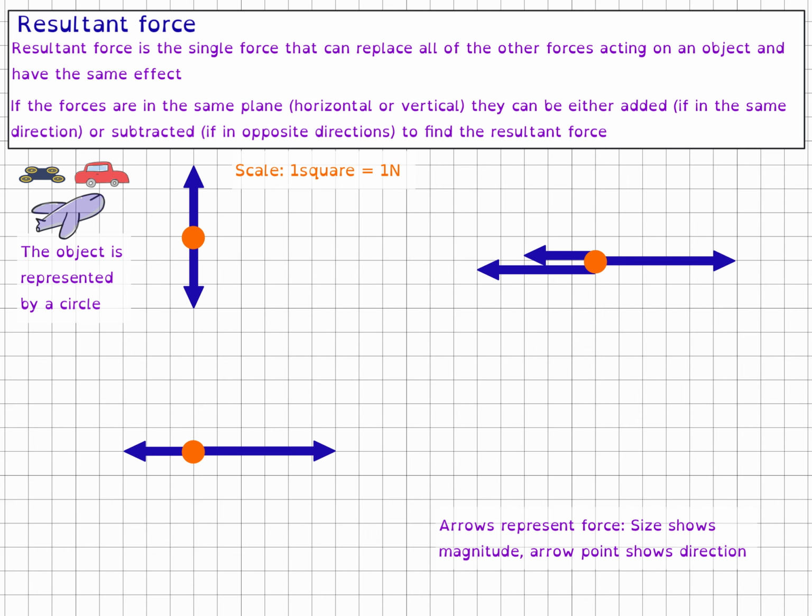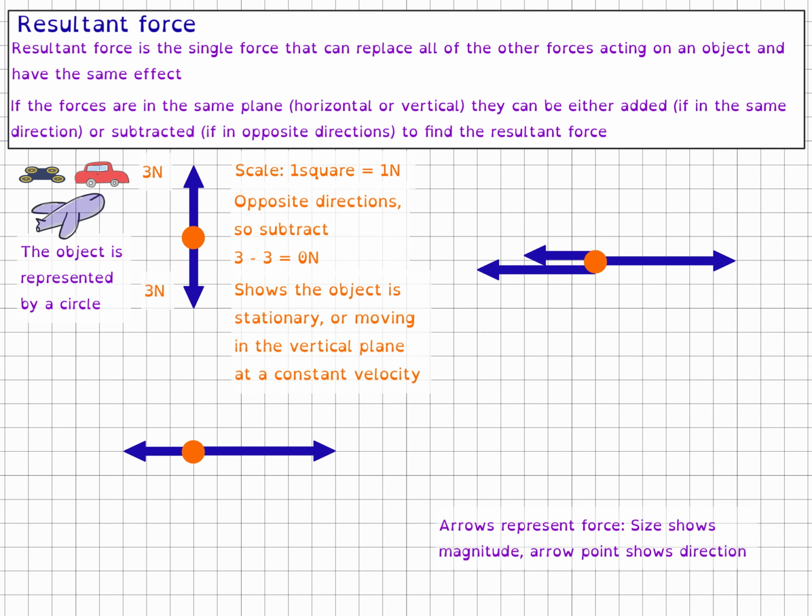So our arrow going upwards is 3 squares long, which means it's 3 newtons. Our arrow going downwards again is 3 squares long, which is 3 newtons. As our arrows are going in opposite directions, we need to subtract them. So 3 minus 3 gives us 0 newtons. This is our resultant force, and it shows that the object is stationary or moving in the vertical plane at a constant velocity.